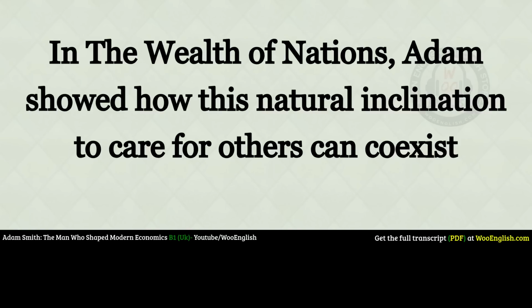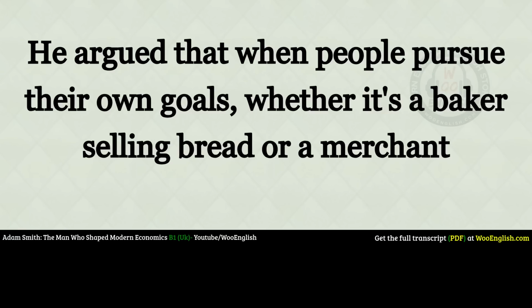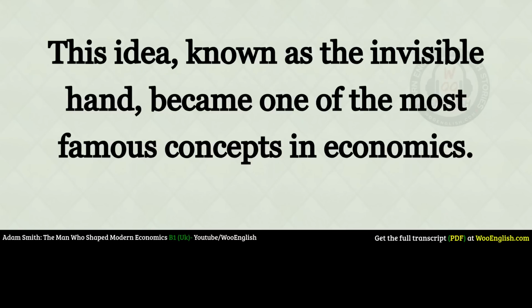In The Wealth of Nations, Adam showed how this natural inclination to care for others can coexist with self-interest in a way that benefits everyone. He argued that when people pursue their own goals, whether it's a baker selling bread or a merchant trading goods, they often end up helping others without even realizing it. This idea, known as the invisible hand, became one of the most famous concepts in economics.